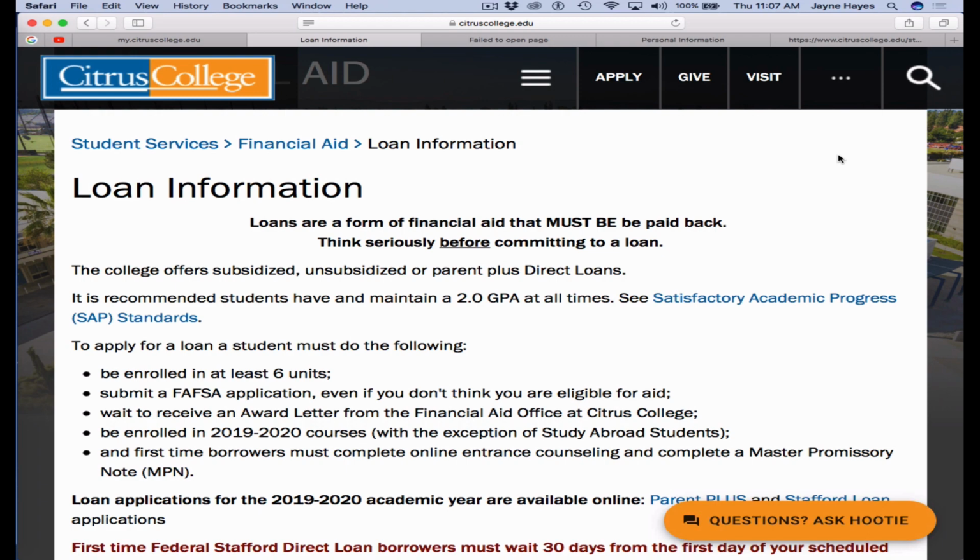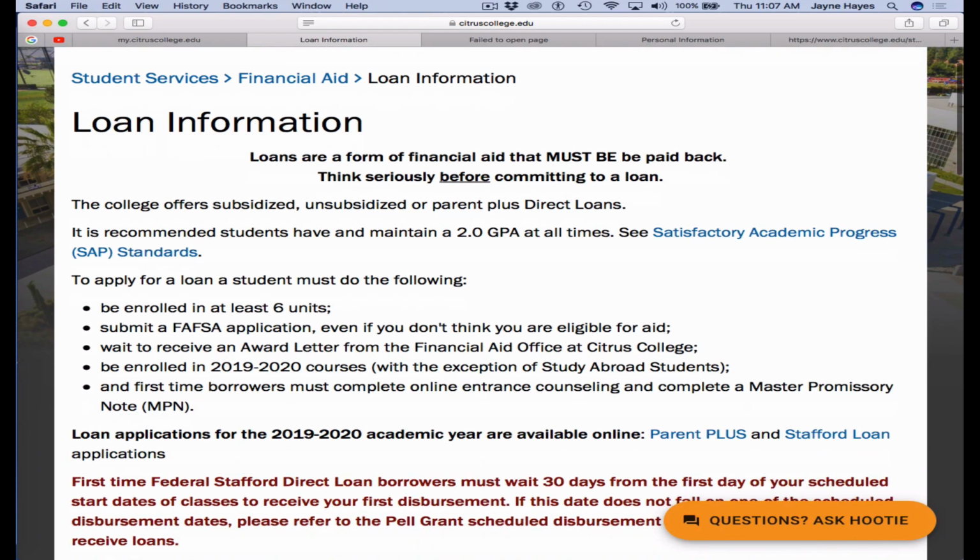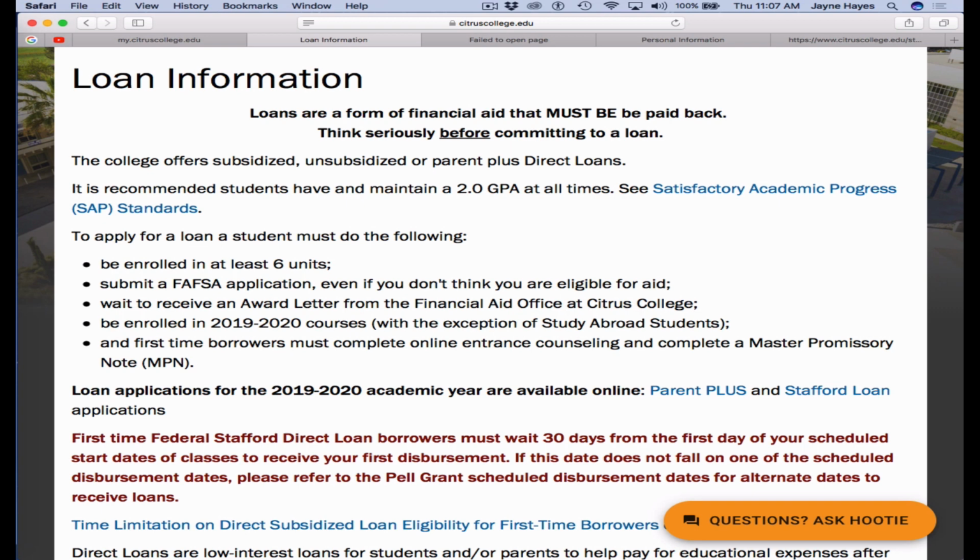In order to qualify for a loan, you do have to submit the FAFSA application. You have to be enrolled in at least 6 units for the semester, and you also have to maintain satisfactory academic progress, which means an overall 2.0 GPA and having completed at least 67% of the units that you attempted. At the very bottom here, it says loan applications for the 1920 academic year are available here. There's the Parent Plus loan application and also the Stafford loan application. Select the Stafford loan application.